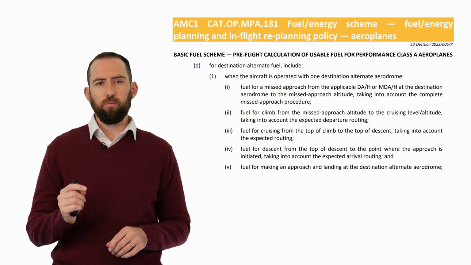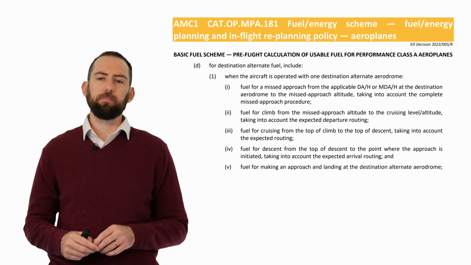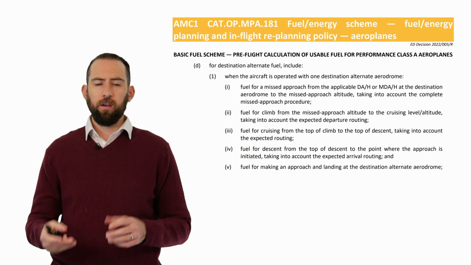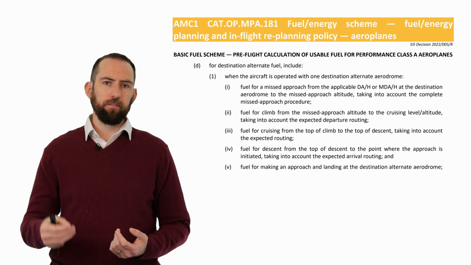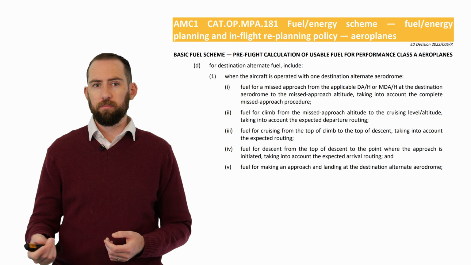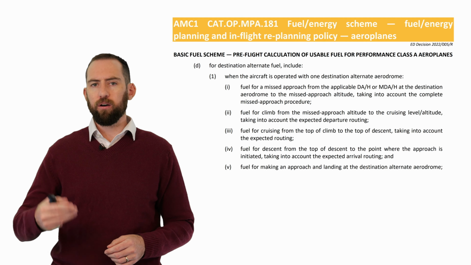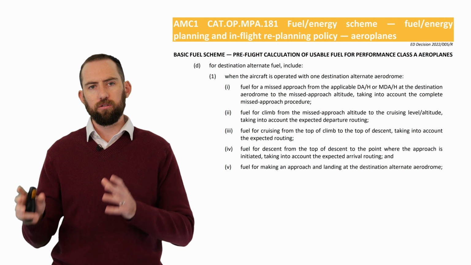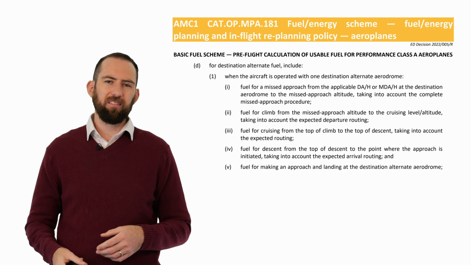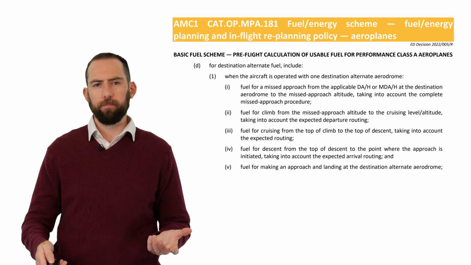If we go to AMC 1, we have a clear view of what should be included in alternate fuel. So this will be fuel to cover the aircraft from the decision altitude or minimum descent altitude via the missed approach procedure and then via all expected routing all the way to the alternate. So it's basically a mini version of trip fuel.